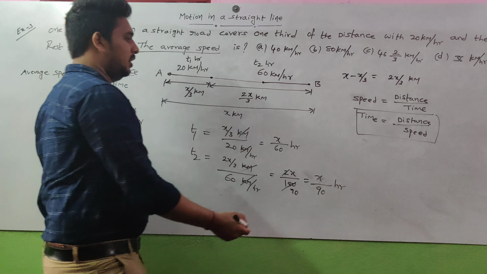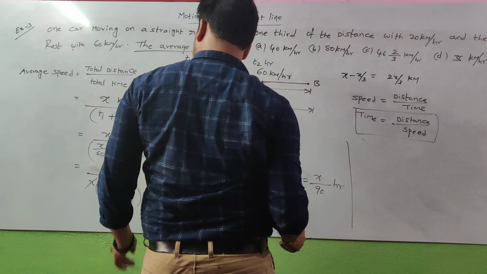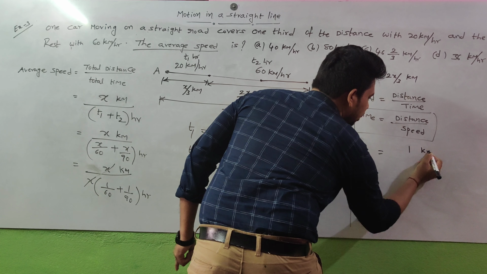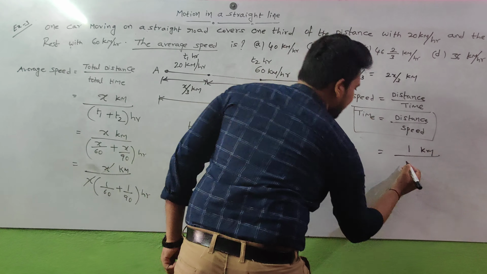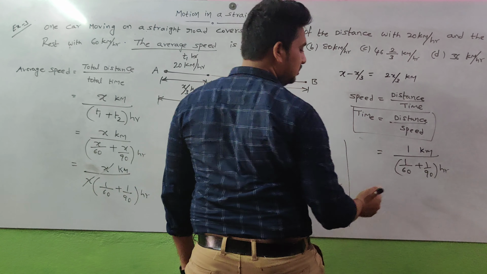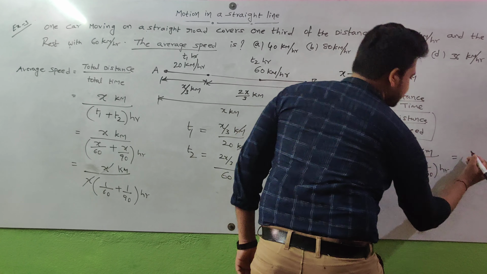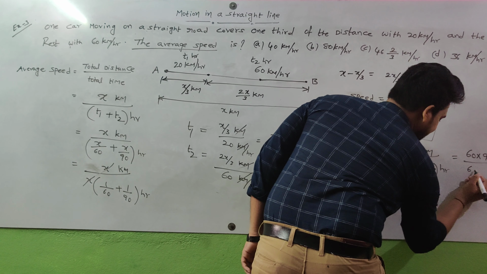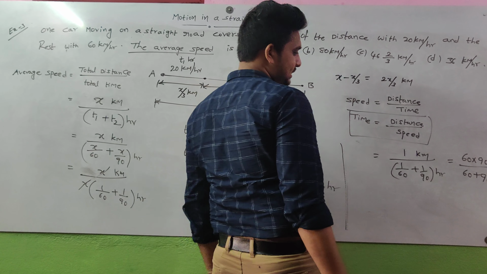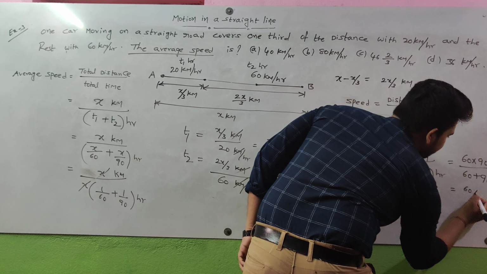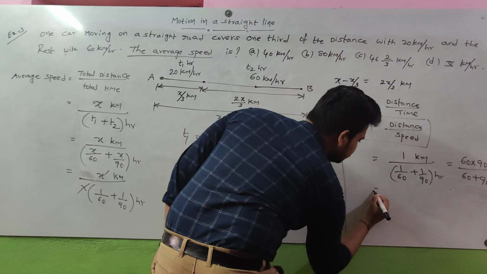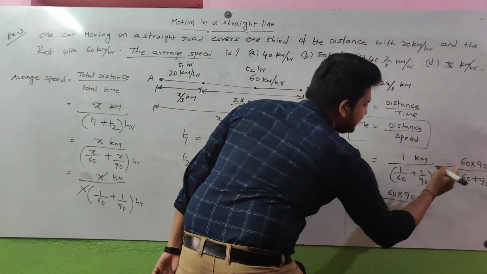From this, what is left here? 1 kilometer by 1 by 60 plus 1 by 90 hours. So how do we solve this one? We got 60 into 90 by 60 plus 90. We solve this with 60 into 90 by 60 plus 90 here.